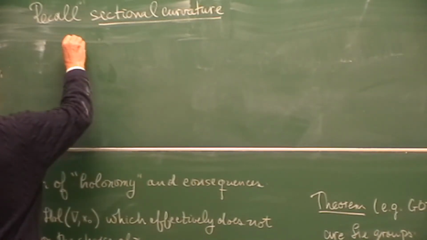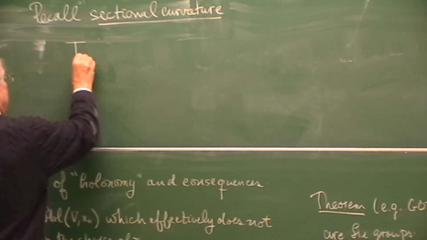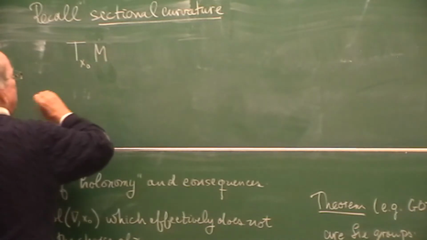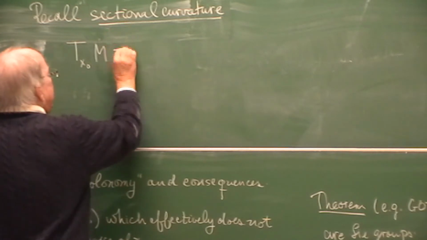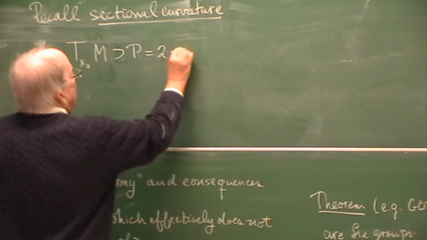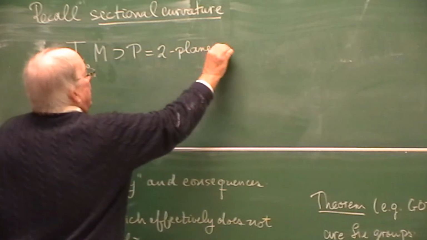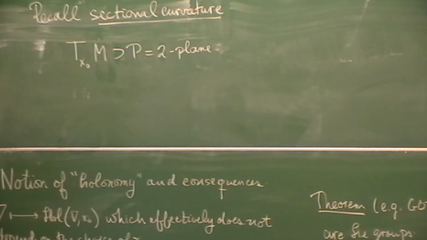Well, we take a tangent space, again our point x0. We take two vectors in here. We take a plane in here, P for a plane, a two-plane. I hope you don't mind my notation. It means a two-dimensional vector subspace of that thing. We call that a two-plane. I hope you understand there are many two-planes, right?